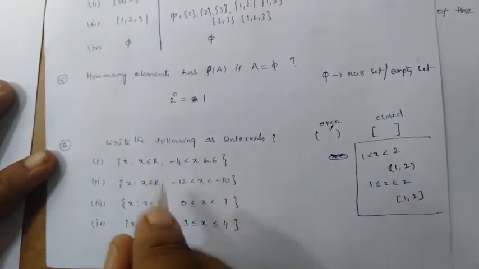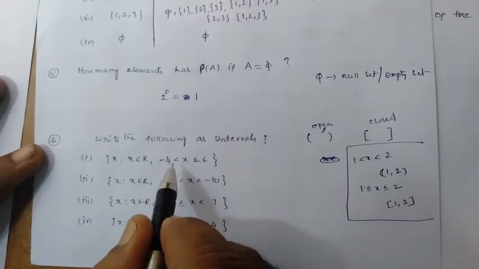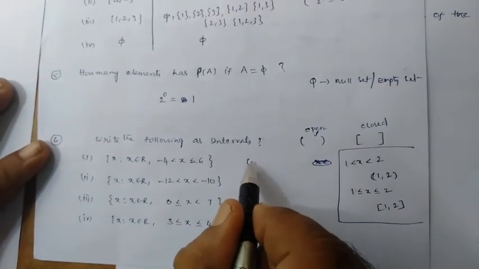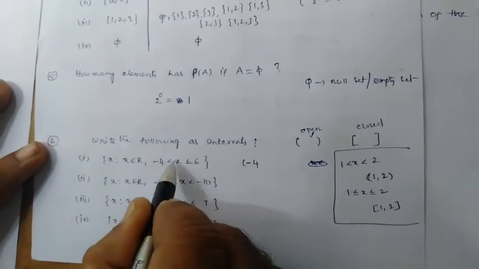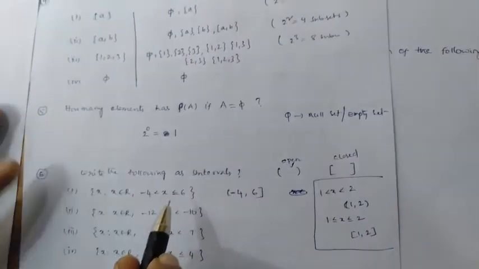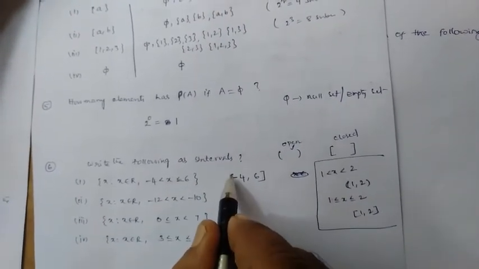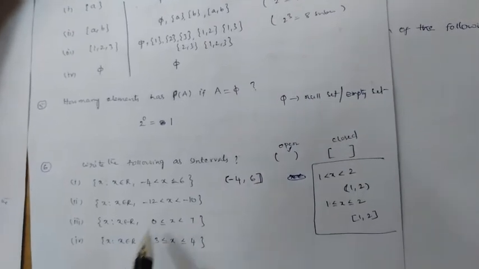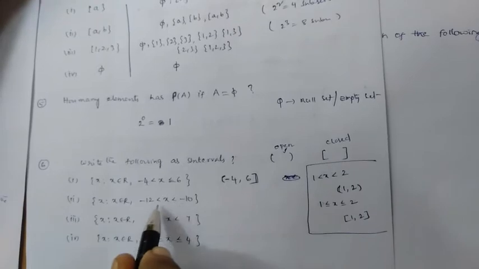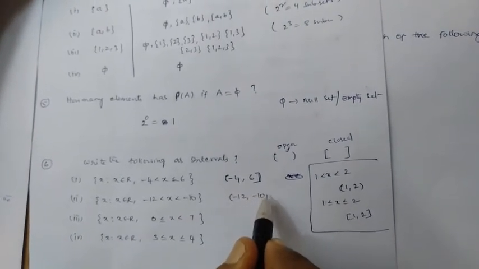So here x is a real number. X takes the values between -4 and 6, and includes 6. That means what symbol do I have to use? Because it excludes -4, -4 is open, and 6 is closed because it includes 6 also. Am I right? -4 open, 6 closed. Here x is between -12 and -10, both excluding the values. That means we use the open symbol, -12, -10 open interval.